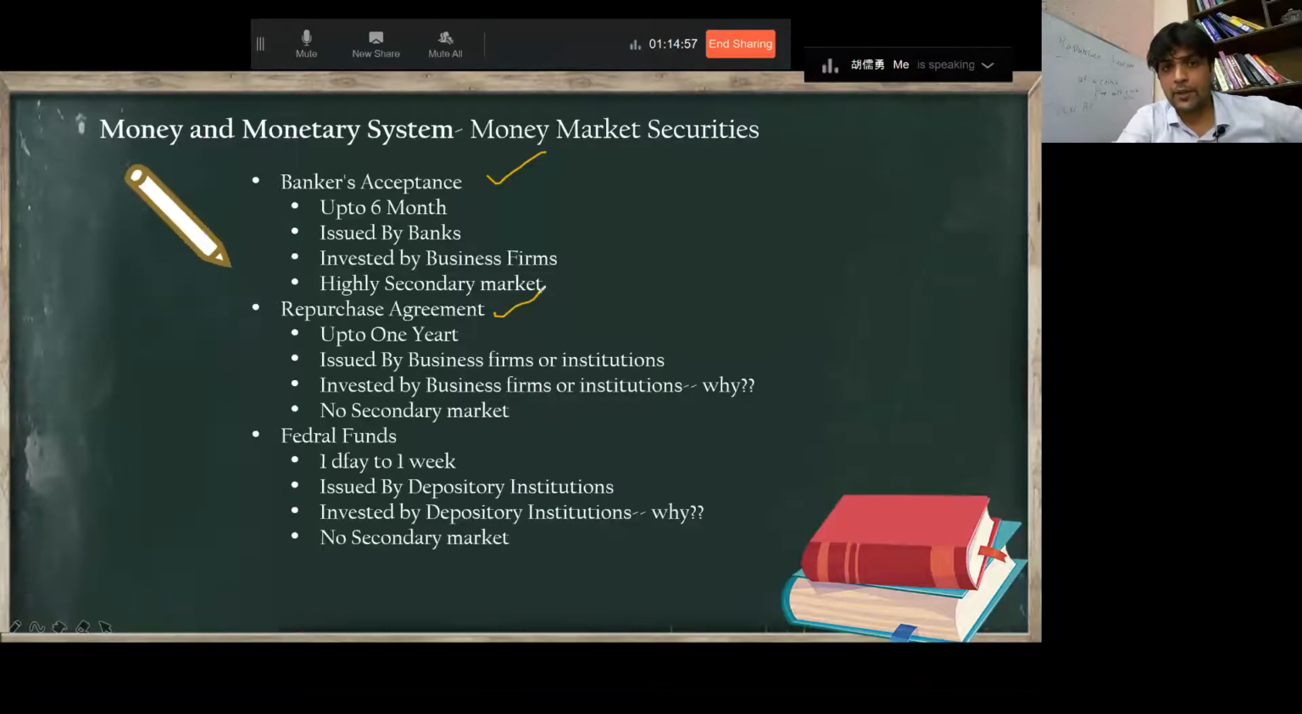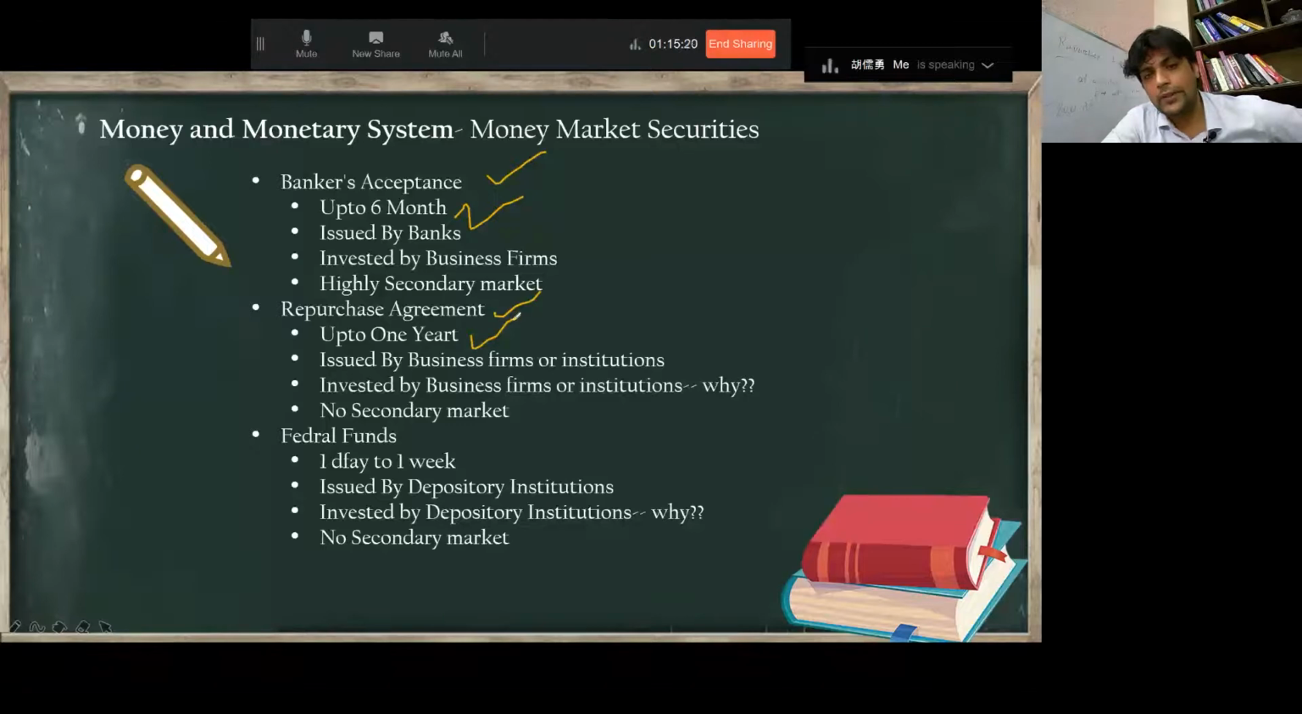Remember, the banker acceptance is up to 6 months. You cannot have more than 6 month banker acceptance. Any international trade is possible within 6 months, right? So it can help the importer firm to take the banker acceptance from their bank. So it's up to 1 year.